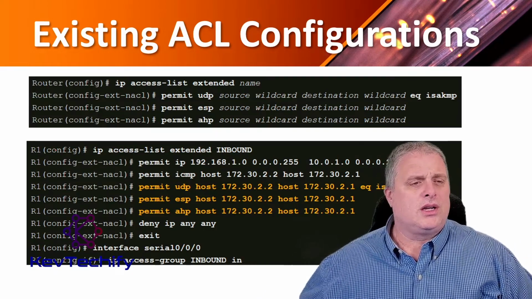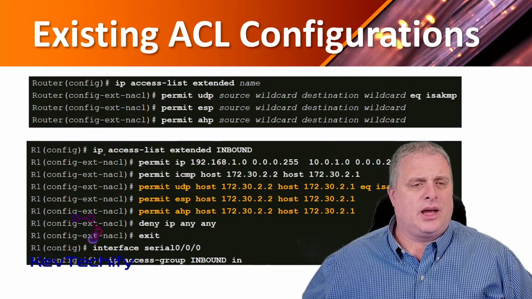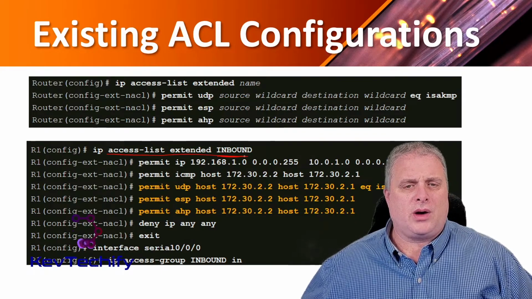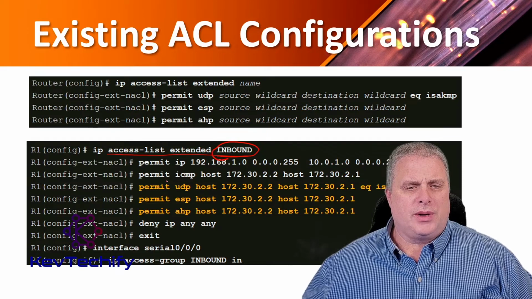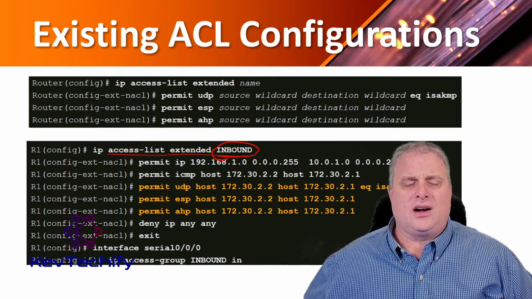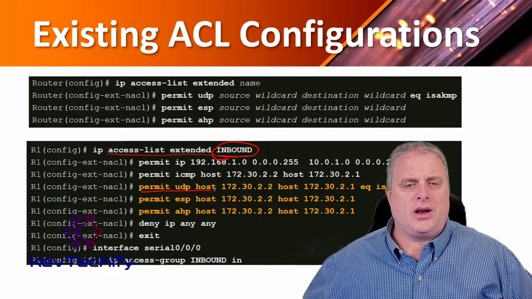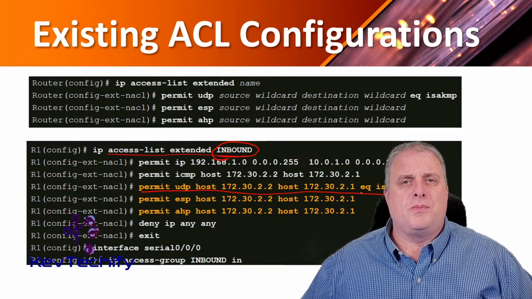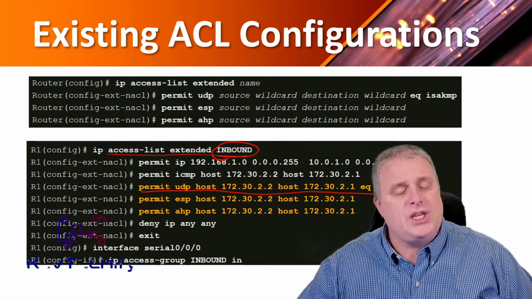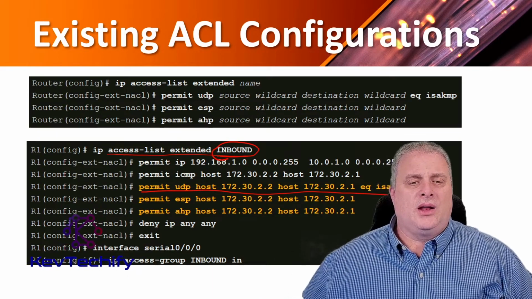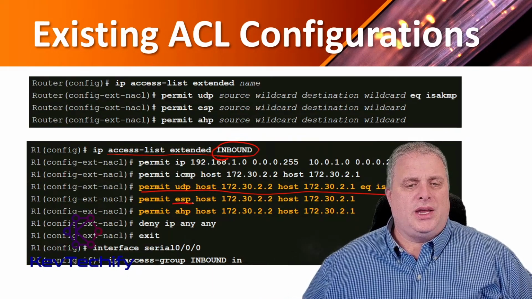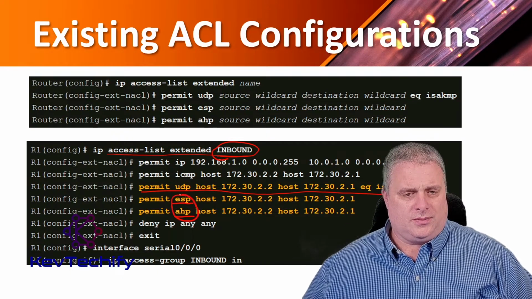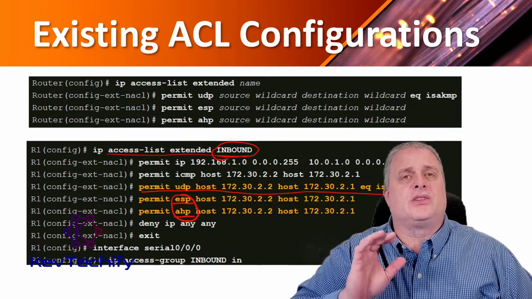If we look down here, we can see that we're going into our access control list, and we're calling it inbound. We're going to permit some traffic, but right here, we're going to permit our ISAKMP traffic. That allows us to make sure that those negotiations all set up. And then we're allowing ESP and AHP, these two protocols here, so that we can make sure the tunnels are negotiated correctly.